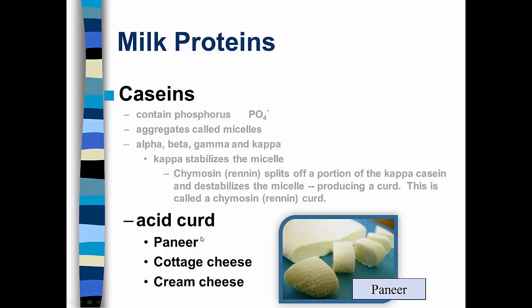In the case of paneer, which is an Indian cheese, the American versions of that are cottage cheese, cream cheese, sometimes farmer's cheese. So some cheeses are just acid curds. Other cheeses, especially cheese that is hard, is going to be both, frankly, an acid curd and a rennin curd or a chymosin curd.